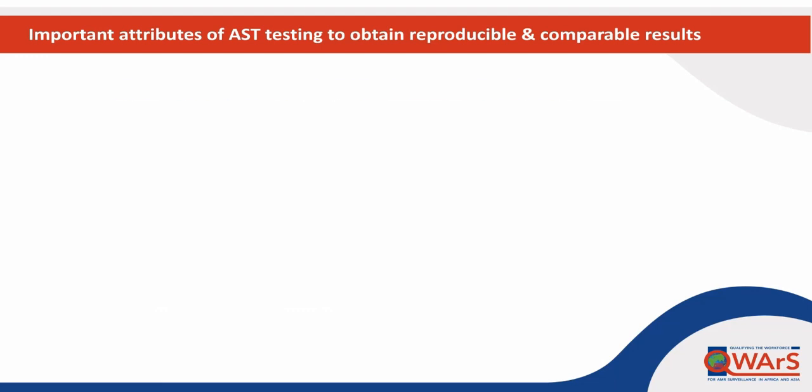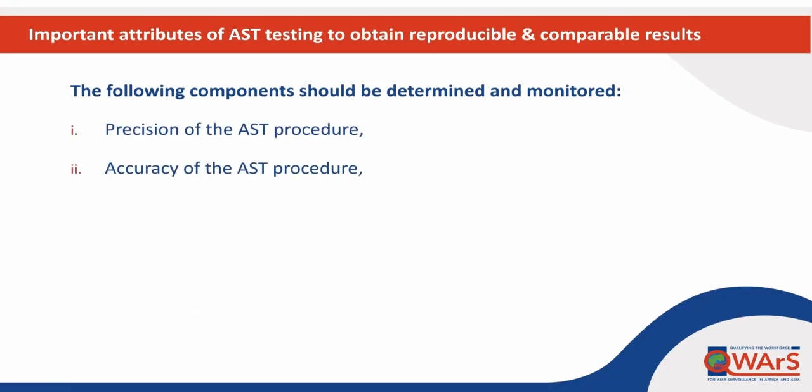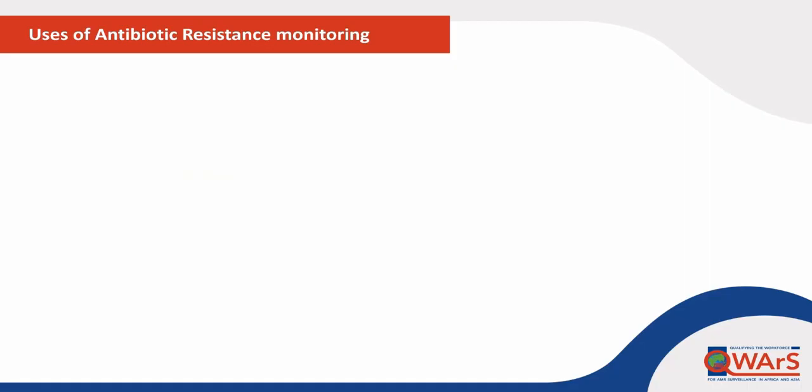In addition, the following components should be determined and monitored. 1. Precision of the AST procedure. 2. Accuracy of the AST procedure. 3. Qualifications, competence, and proficiency of the laboratory personnel. And 4. Assessing and monitoring reagent and its performance before use.